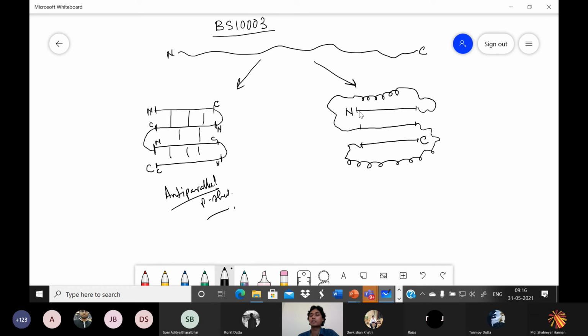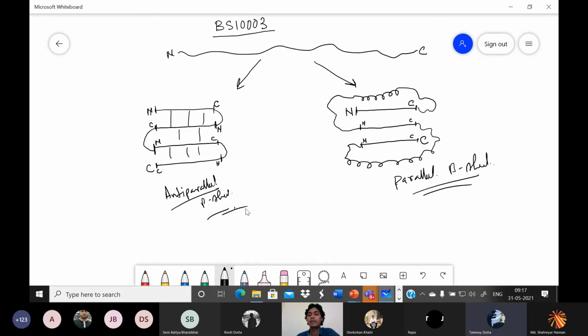Now if you consider this small segment here, this is the N terminus and this is the C terminus. Then it is going like this, going like this. Again, this is the N terminus and this is the C terminus. Again, it is going like this, N terminus, C terminus. So this is a parallel beta sheet. Okay, I hope that you understand.